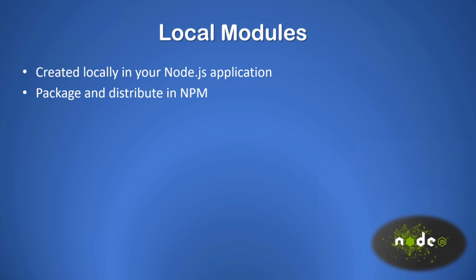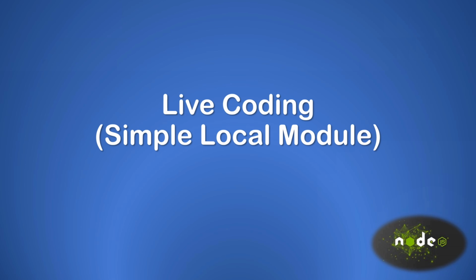For example, if you want to connect to MongoDB and fetch data, you create a module, and that module you can use in multiple Node.js applications. It need not be in your single Node.js application. So you can go ahead and use it in multiple Node.js applications, as reusability comes into the picture even in local modules. Let's now see how we can create a simple local module in a live coding session.